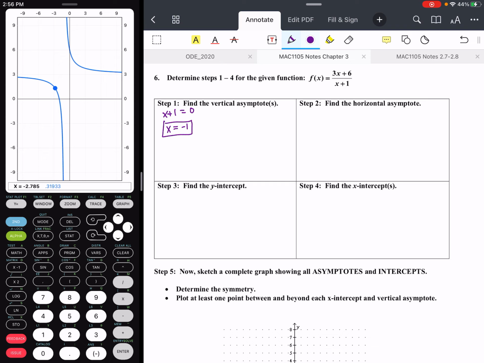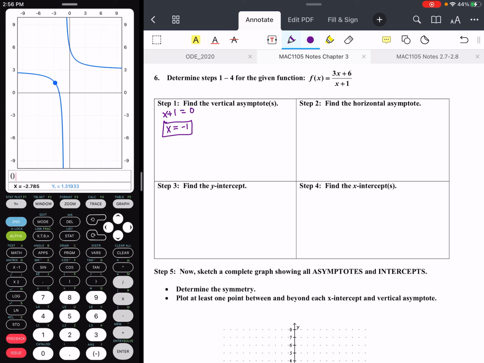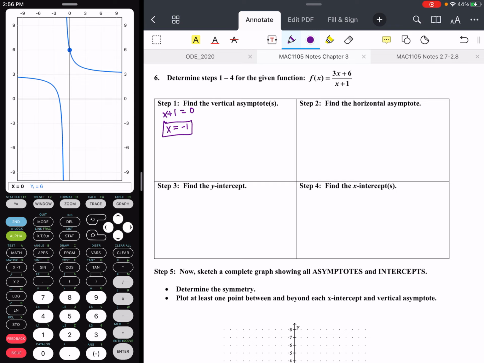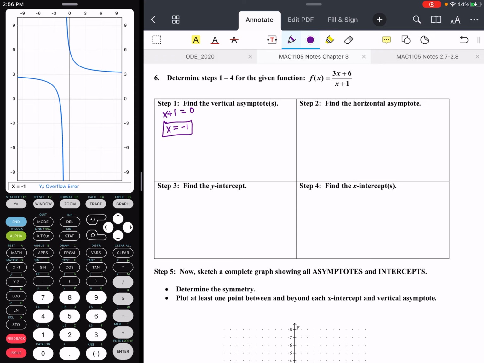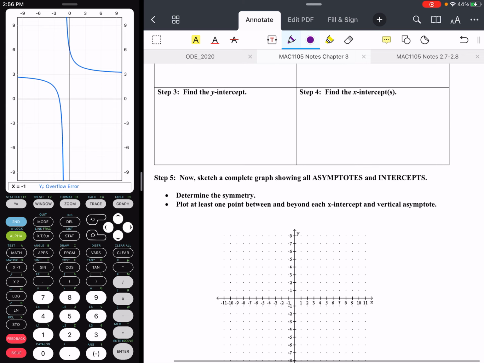So that should give me the vertical asymptote, x equals -1. Using my trace function, my function at 0 is 0.6. My function at -2 is 0. My function at -1, overflow error, doesn't exist. That's because that's my vertical asymptote. So that's looking good so far.